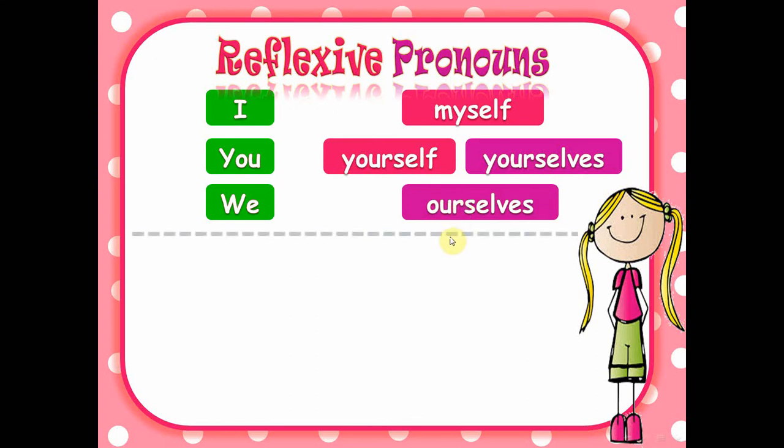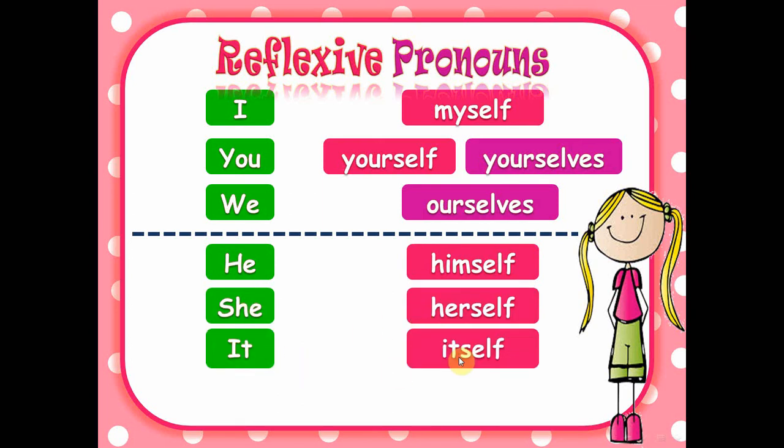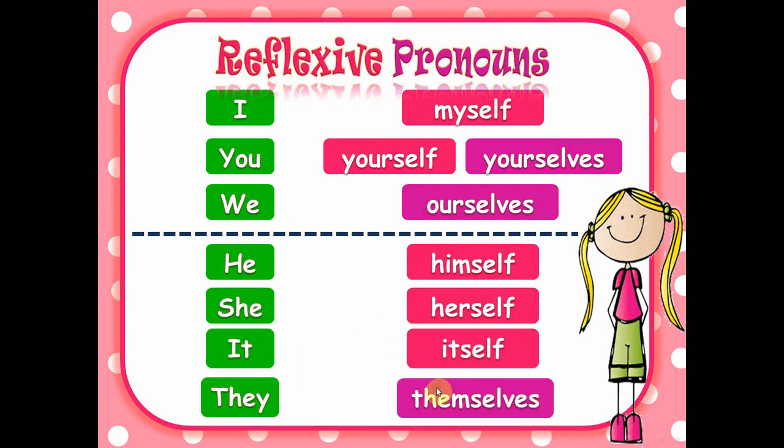Ourselves. Great. Okay. What about he? Himself. She, herself. It, itself. They, themselves. Okay. Let's have a look at these examples.